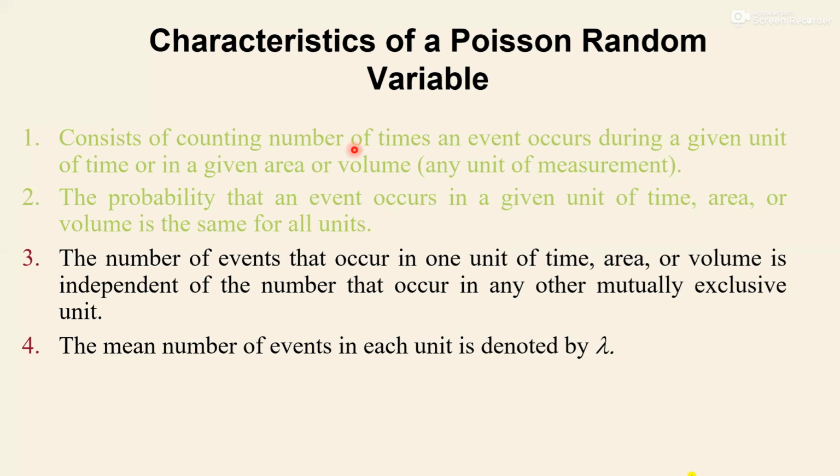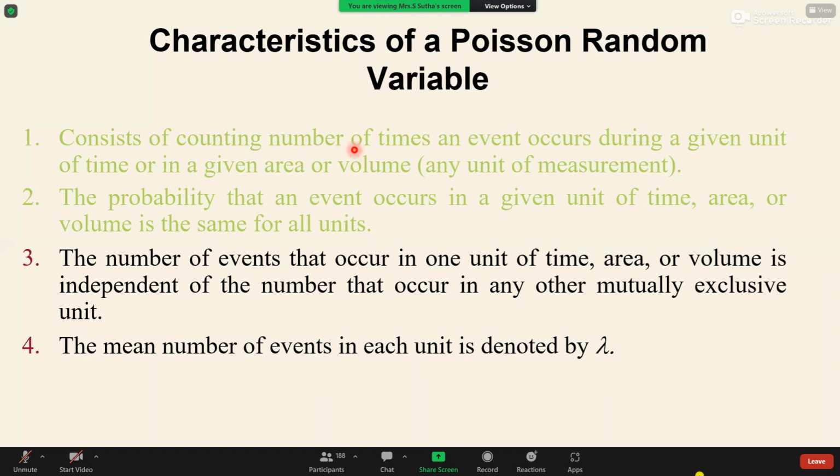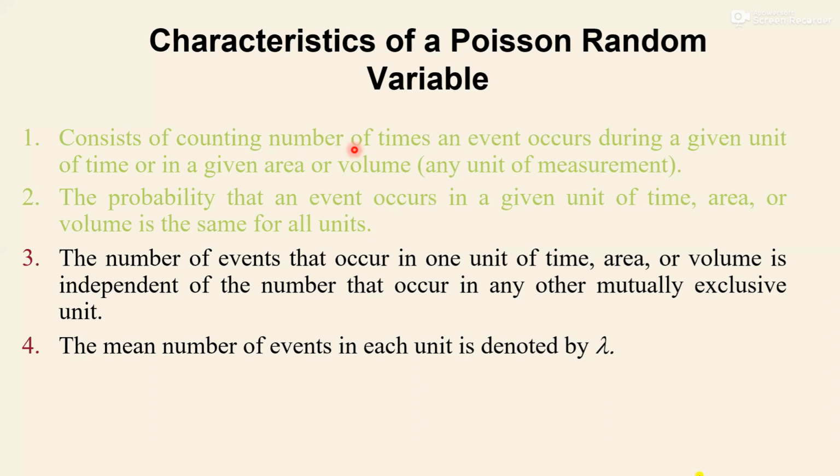Here also we have 4 characteristics to define a Poisson random variable. So you should be able to distinguish the Poisson random variable and the binomial random variable. This type of question will be asked: distinguish between the Poisson random variable and the binomial random variable. Then by specifying these characteristics, you have to distinguish.